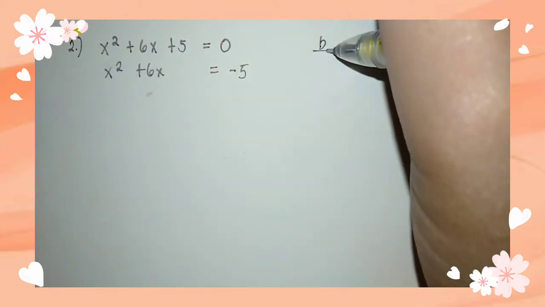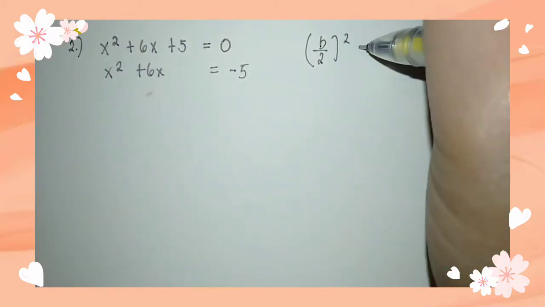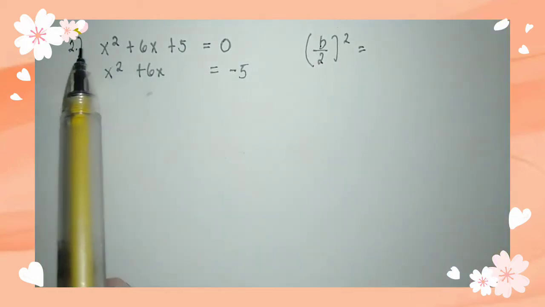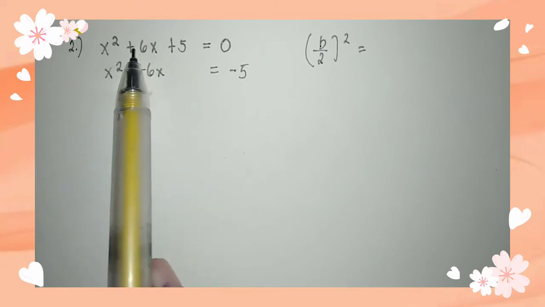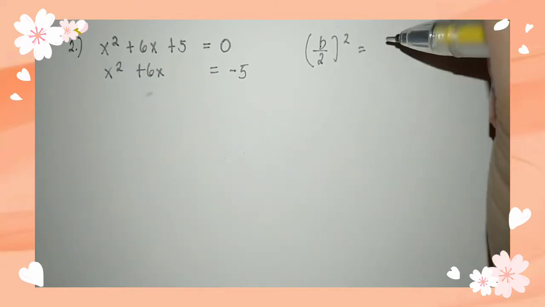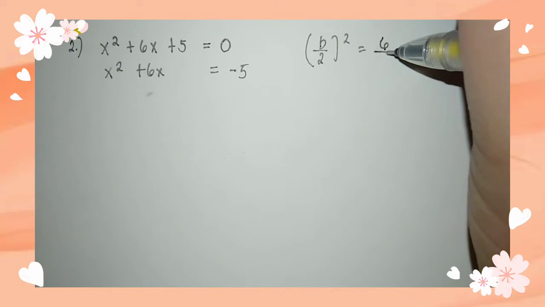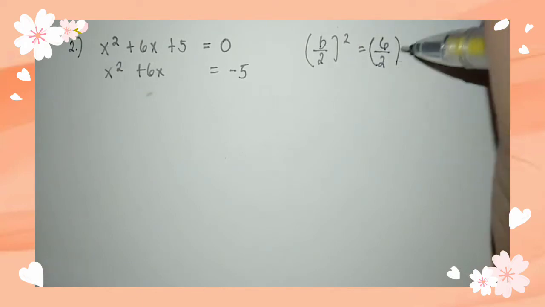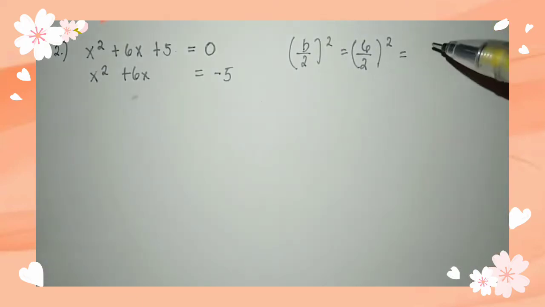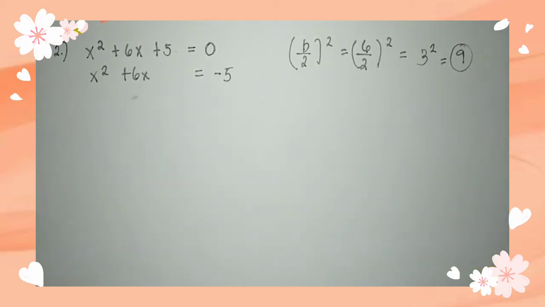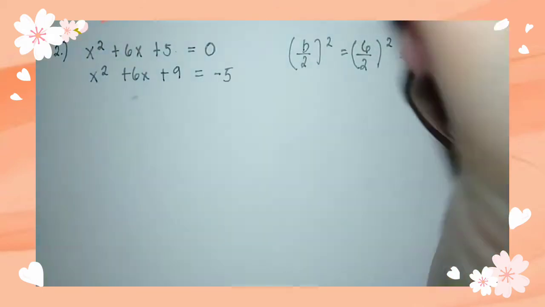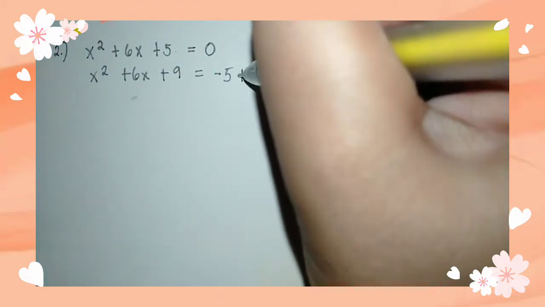For completing the square, we have b over 2 squared is equal to, remember we have a, b, and c. Ang ating b is equal to 6. That's why 6 yung gagamitin natin. So, 6 over 2 squared. So, yun, 6 divided by 2 is equal to 3 squared. And then 3 squared is equal to 9. And that's it. Yan na yung ilalagay natin both sides. So, we have plus 9 and negative 5 plus 9.